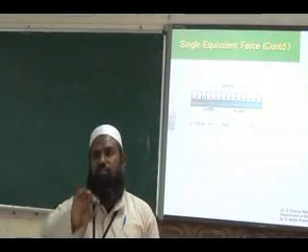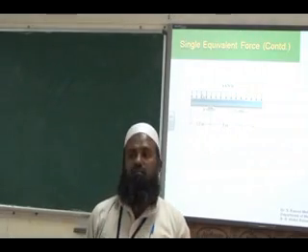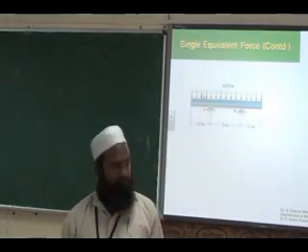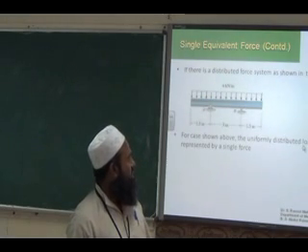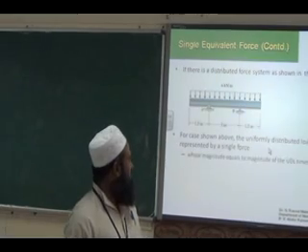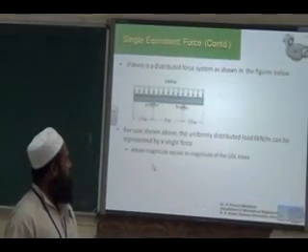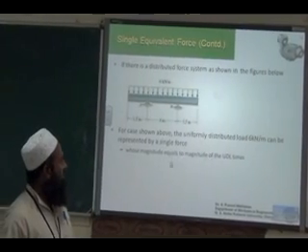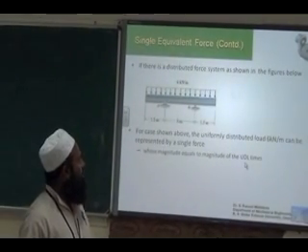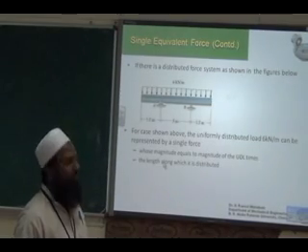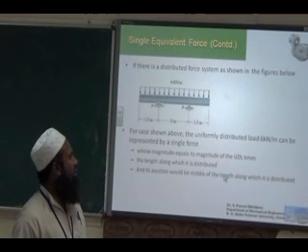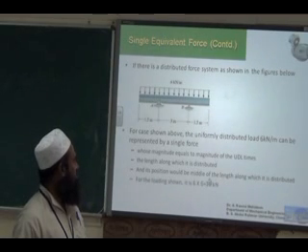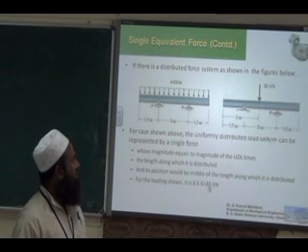At the middle of the length of distribution, we will have the concentrated force acting, the equivalent force. So this is a distributed system, a uniformly distributed load. We have to convert it into a single force whose magnitude is equivalent to the magnitude of the UDL, uniformly distributed loading, times the length along which it is distributed, and its position would be the middle of that length. So the magnitude is 6 times 6, 36 kilonewton, and it will be here.